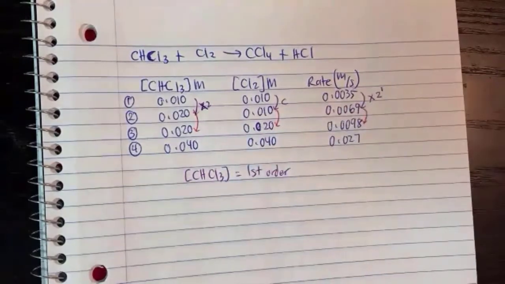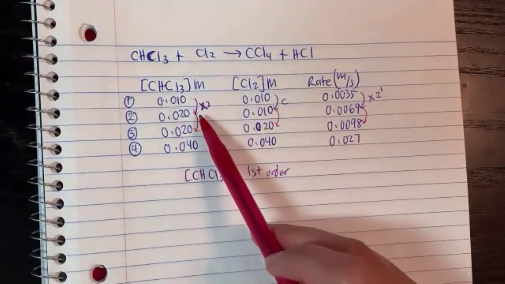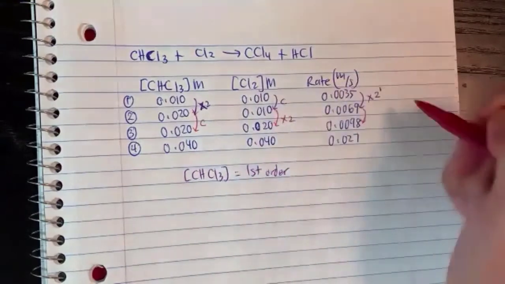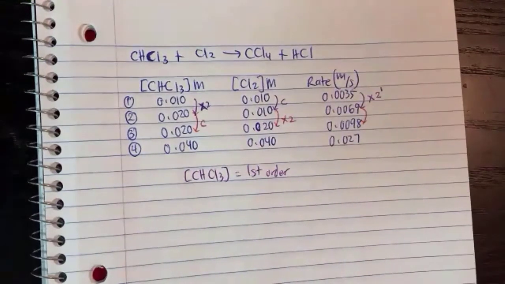Now let's take a look at the second lines that we chose to use. This one's constant, so no change. This one's times 2, and what's this one? You're like, okay, so take 0.0098 divided by 0.0069. And it's like 1.42 or something like that.